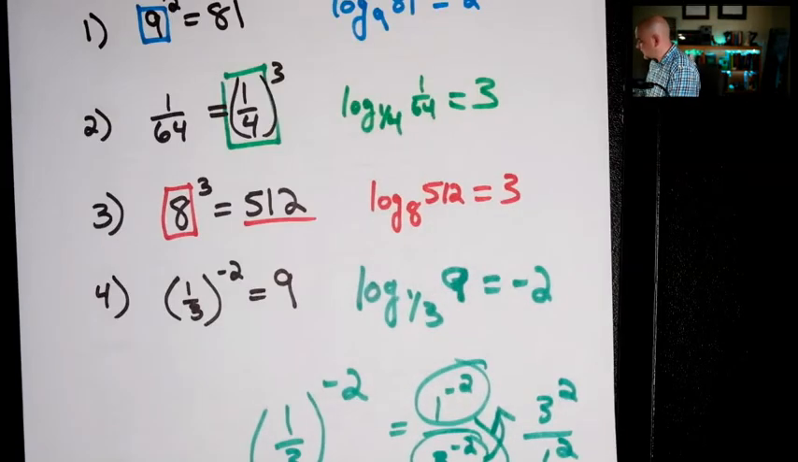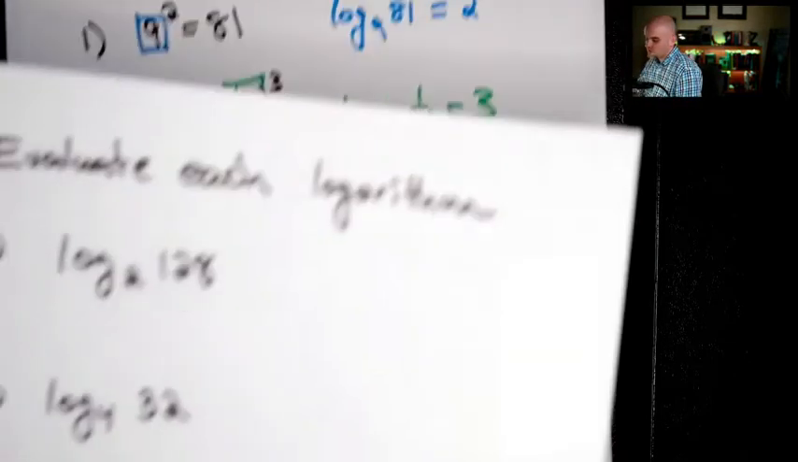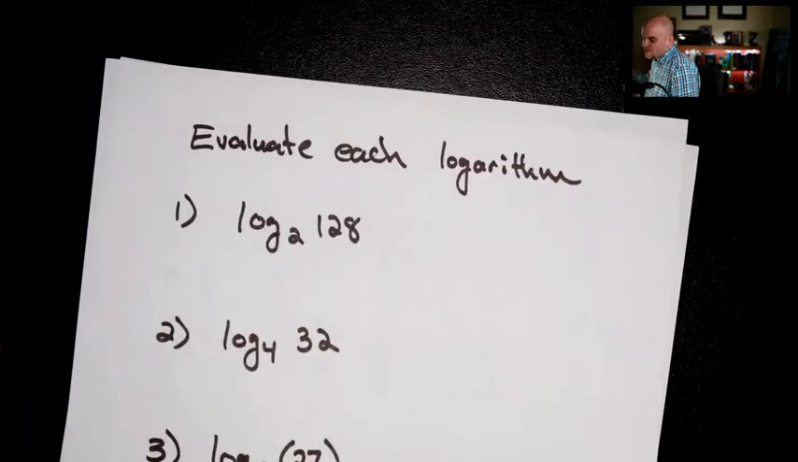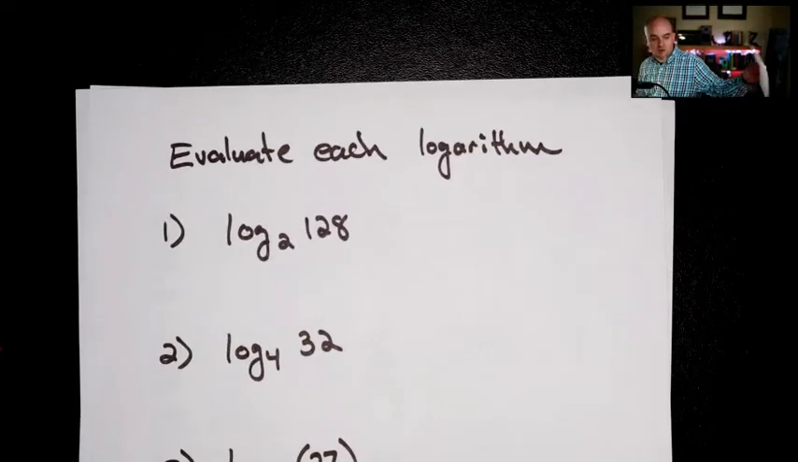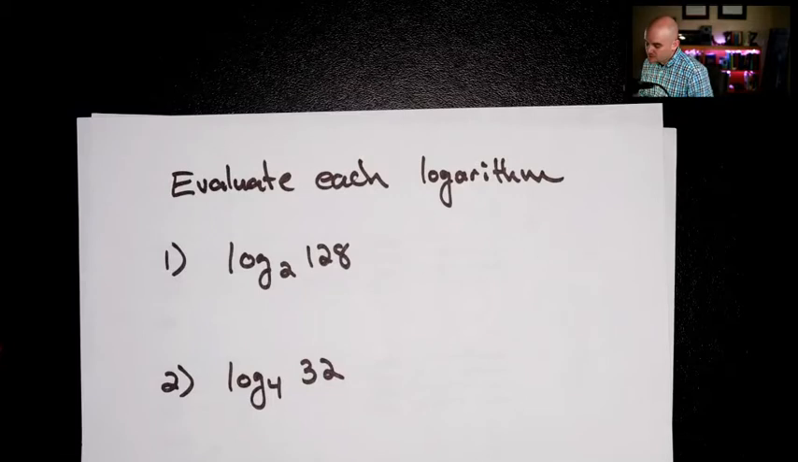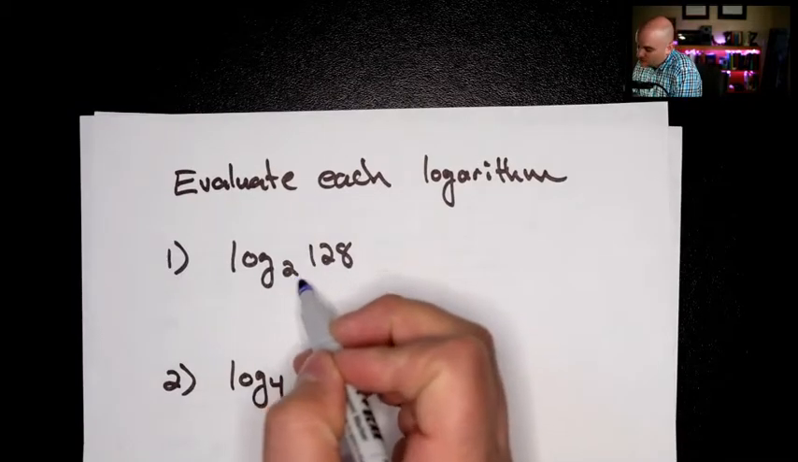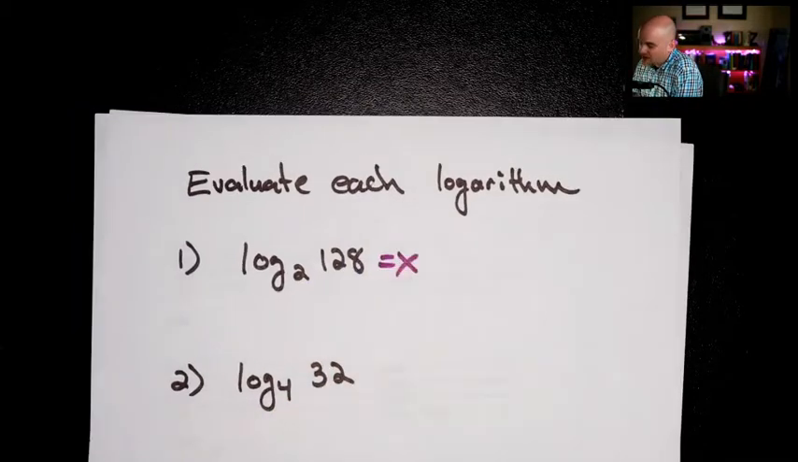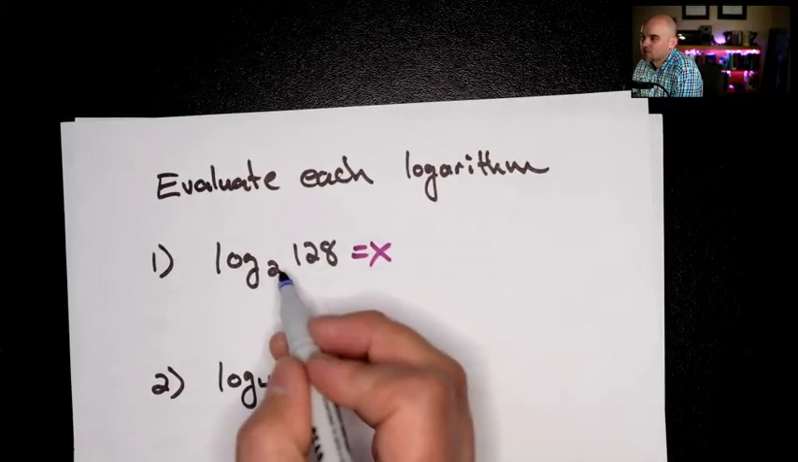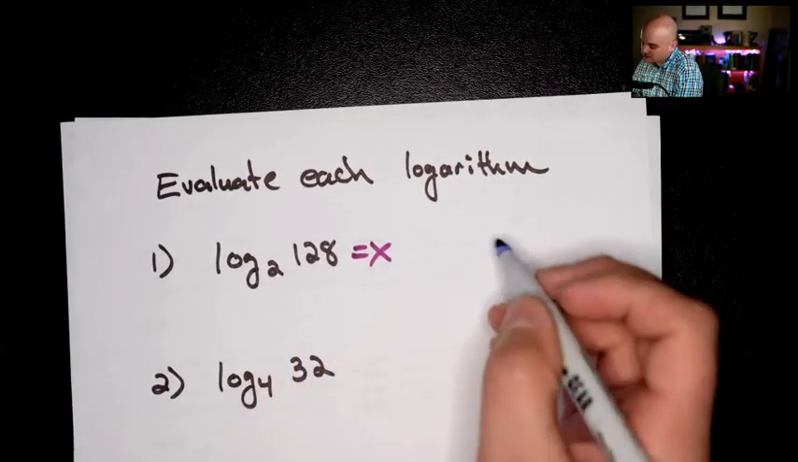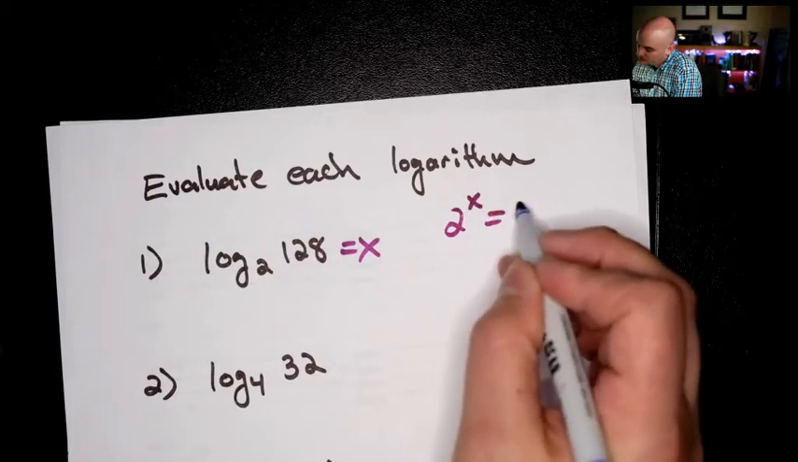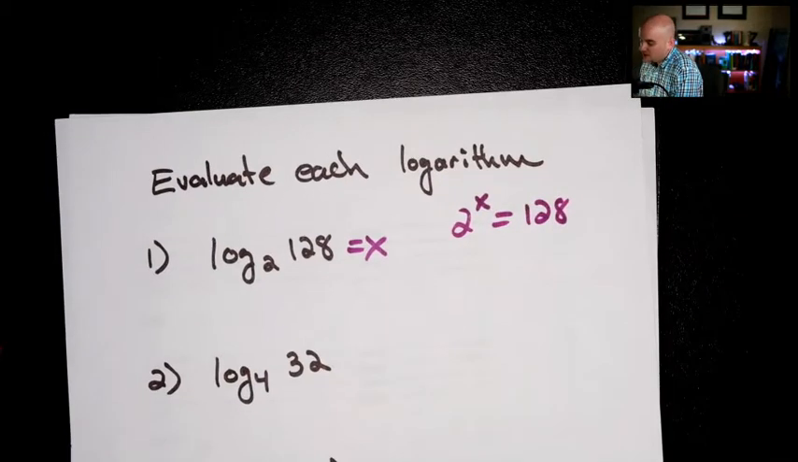Now I'm going to take a look at just evaluating some logarithms. So this says evaluate each logarithm. And we've got 5 problems here to go through. This one, we've got 2 raised to something. Remember, we can write an x here if we want to, and that would be 2 raised to the power of x is equal to 128. Now, you may not know right off the top of your head, 128 is 2 raised to what power?